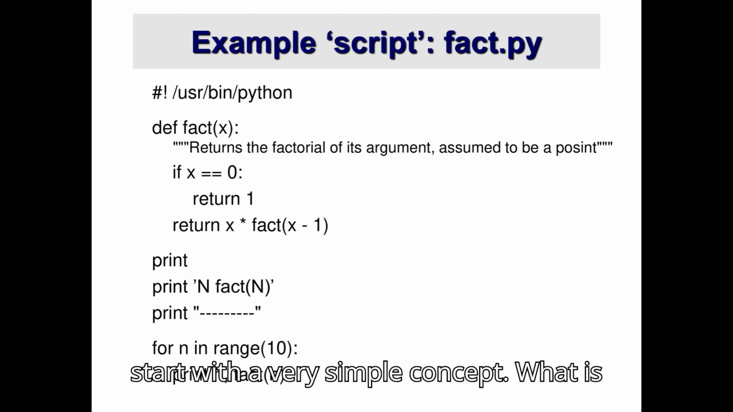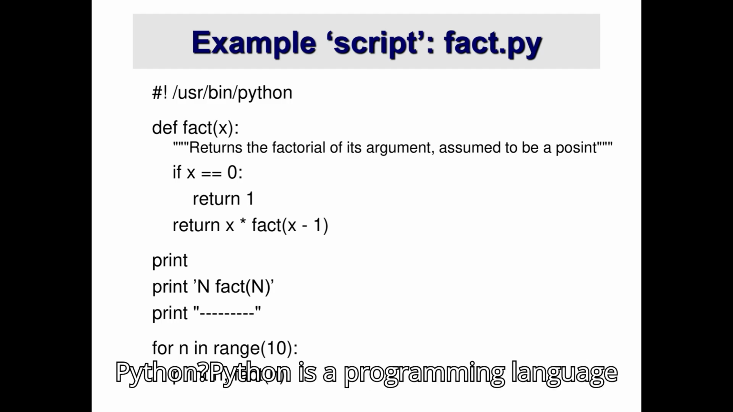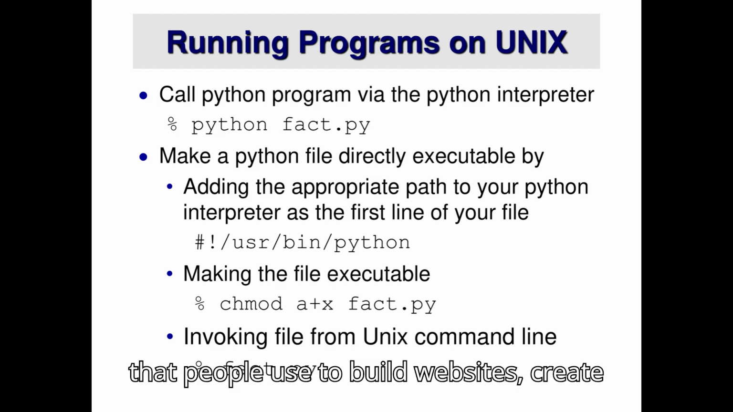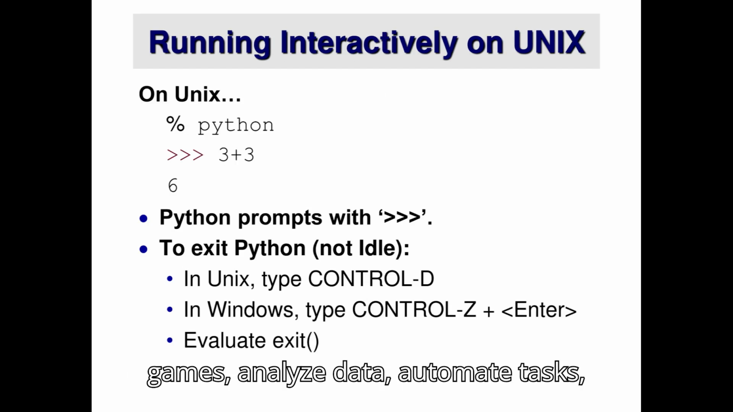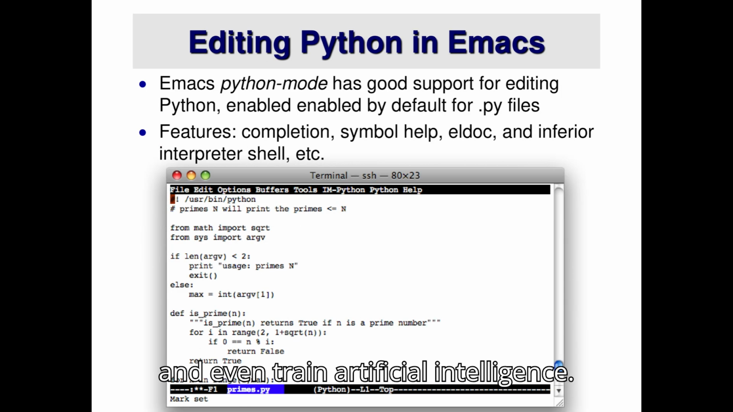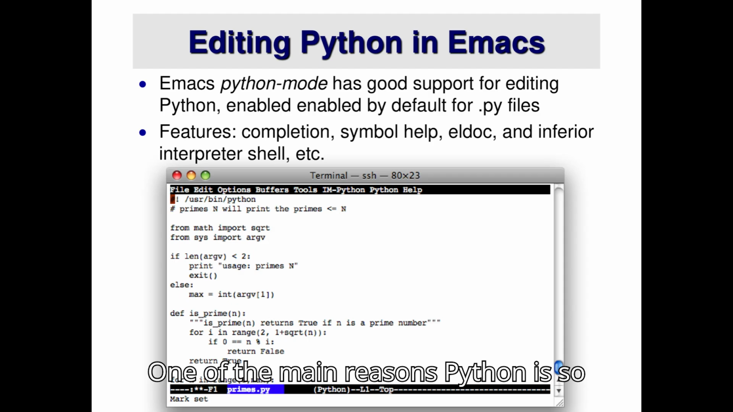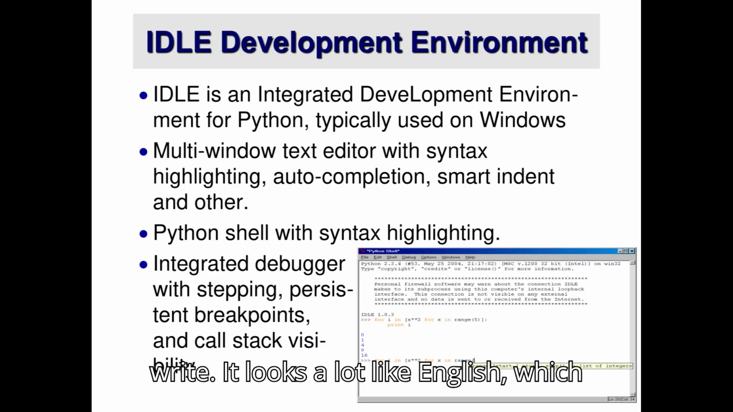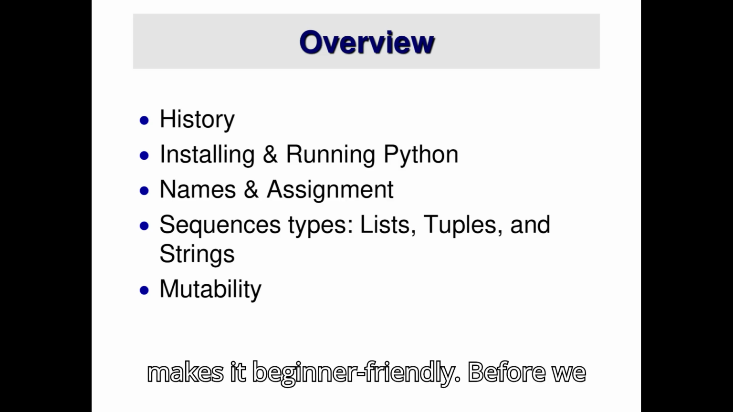Let's start with a very simple concept. What is Python? Python is a programming language that people use to build websites, create games, analyze data, automate tasks, and even train artificial intelligence. One of the main reasons Python is so popular is because it's easy to read and write. It looks a lot like English, which makes it beginner-friendly.